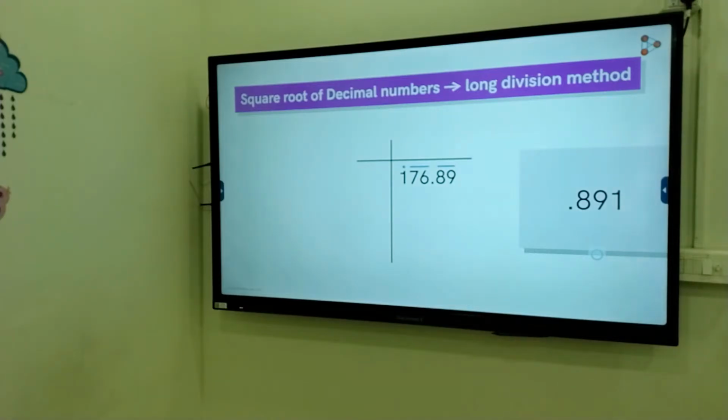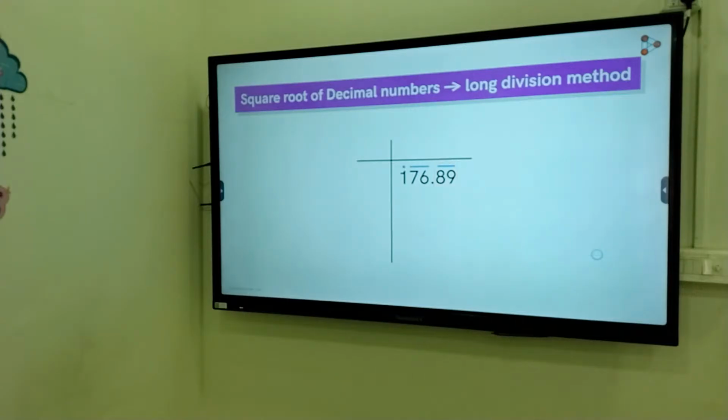In such a case, we will put the first bar on the numbers 89. Then for the second bar, we put a 0 on the right of 1 and make it 10. Then put a bar on it. So in this way, we mark pairs in the decimal part.